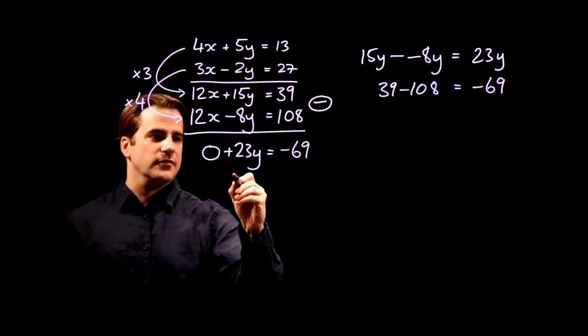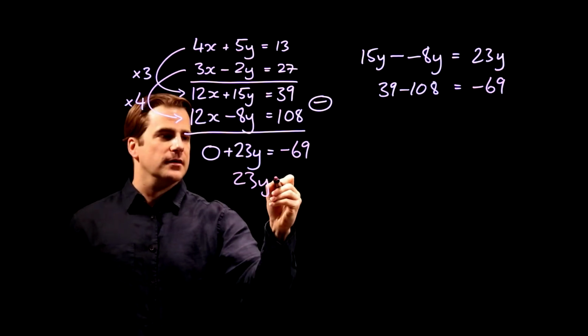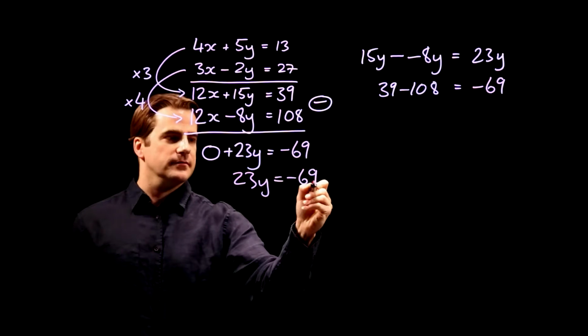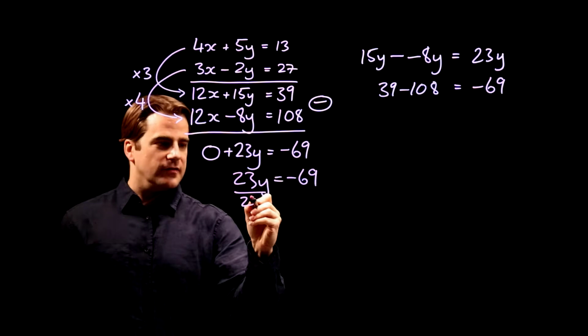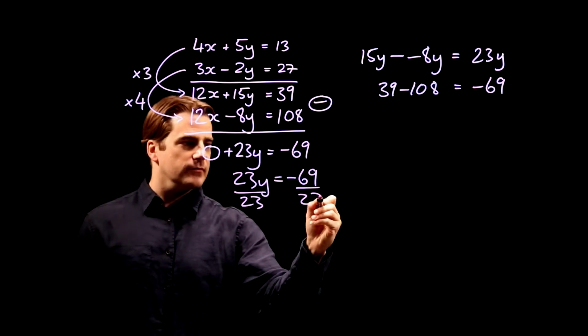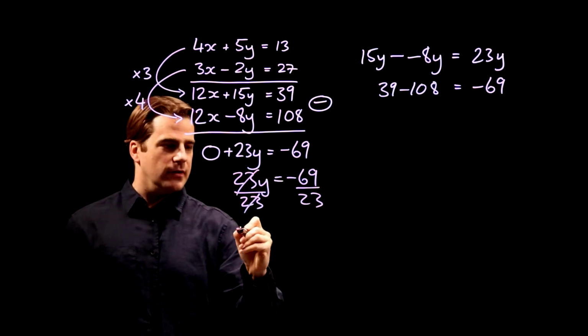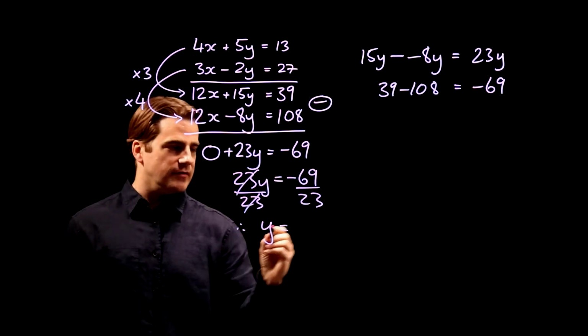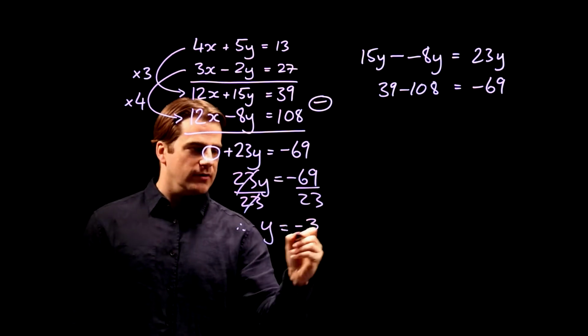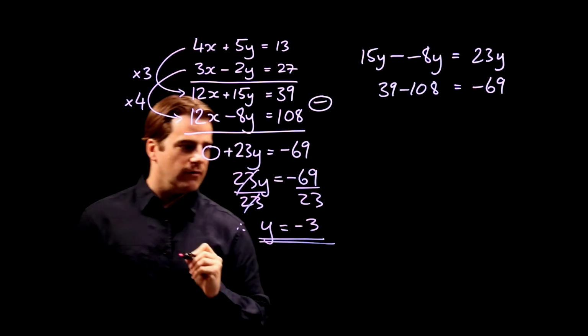So that's just the same as 23y equals minus 69. Get y by itself, divide both sides by 23. Boom, boom. 1y equals... 23 goes into 69 3 times. Y is minus 3. Right, we found y.